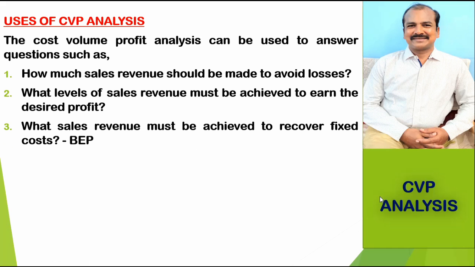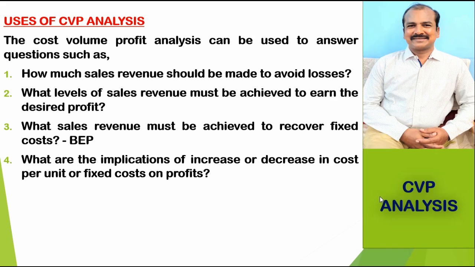The third question, what sales revenue must be achieved to recover the fixed cost? It is nothing but computation of break-even point sales. At break-even point sales, the sales revenue will be equal to the cost incurred. At that level only, we find the total fixed cost is recovered. And beyond that break-even point, if sales goes up, the company is going to start earning profit.